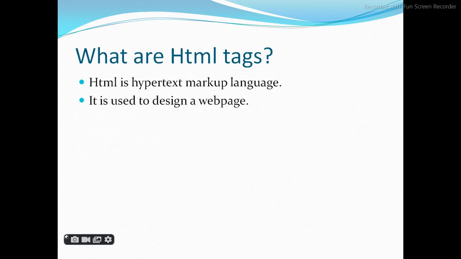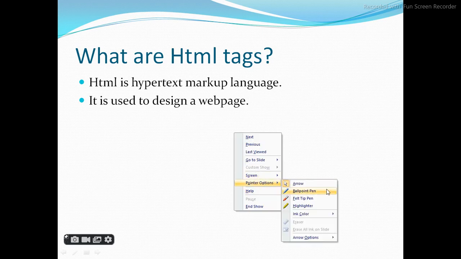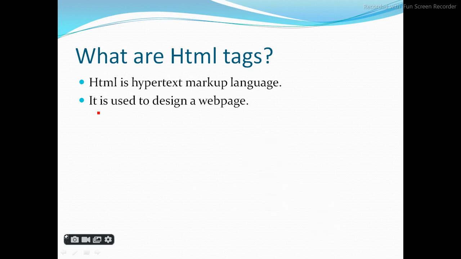What is an HTML tag? HTML stands for hypertext markup language. That is the full form of HTML. It is used to design a web page. Why do we use HTML? To design a web page. We should take a pointer: it is used to design a web page.